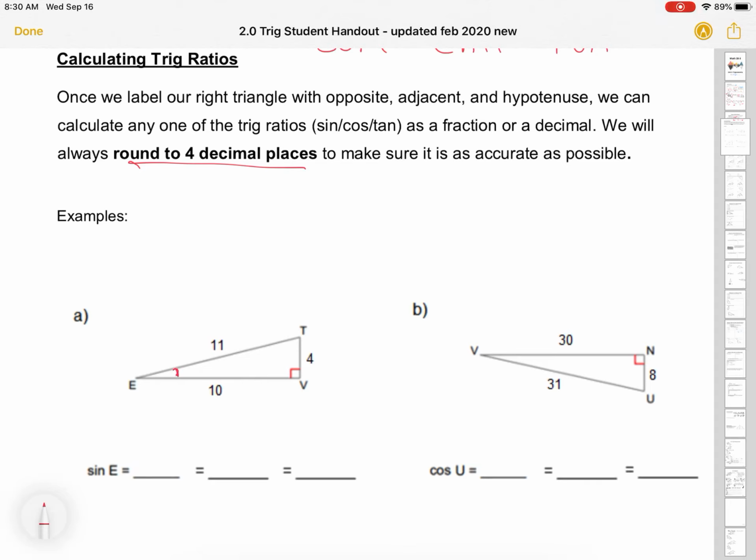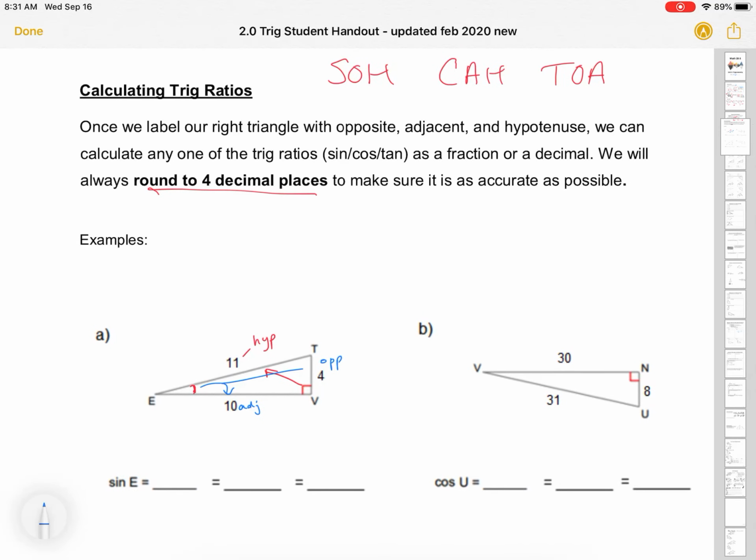Okay, so here we go. Our angle of interest is E. This is going to be our hypotenuse because it's across from the square. This will be our adjacent because it's right next door, and this will be our opposite. Now sine of E is opposite over hypotenuse. Our opposite is 4, our hypotenuse is 11, and 4 divided by 11 gives 0.3636. We don't round that up, sorry. And that's the first one.